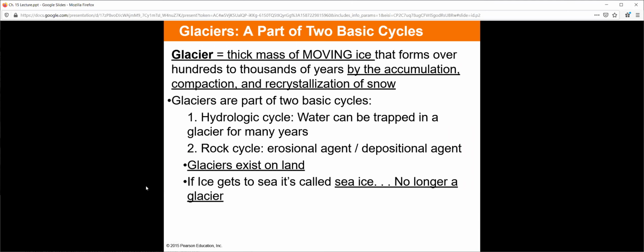A glacier is a thick mass of moving ice that forms over hundreds to thousands of years by accumulation, compaction, and recrystallization of snow. Glaciers are part of two basic cycles, the hydrologic cycle, the water part, right? And the rock cycle as an erosional and depositional agent. Glaciers exist on land. That's how you distinguish them from, let's say, icebergs, right?